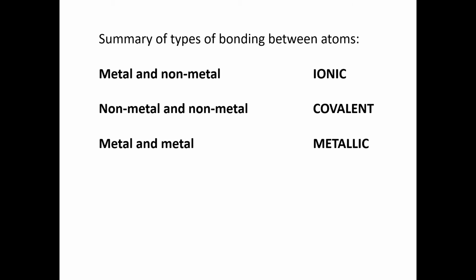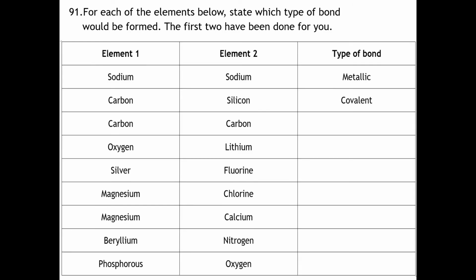Finally then, I would like you to complete this table. Either write it down in your book or fill it in your booklet. I've done the first two for you. We have a sodium metal with another sodium metal atom to form metallic bonding. The second one, we have two non-metal elements. These are in the top right of our periodic table, and they form covalent bonds. So let me ask you then to do the remaining 7. If you need to go back to the previous slide, just rewind the video and fill in the table. Come back to the video when you have finished.